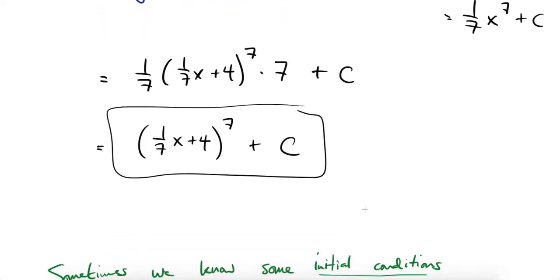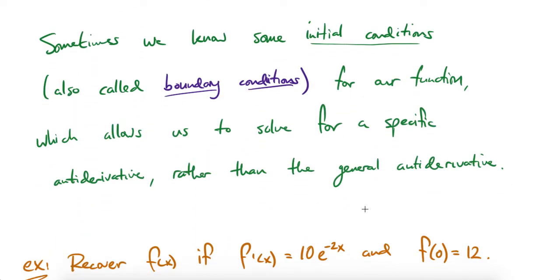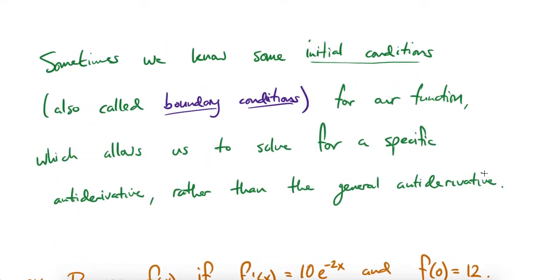Okay, so now let's talk a little bit about initial conditions, or so-called boundary conditions. So sometimes we have initial conditions or boundary conditions. Those terms are interchangeable for your function, which means that you can solve for a specific antiderivative rather than the general one. So you don't have to have plus c on your answer. You can recover exactly what the constant was.